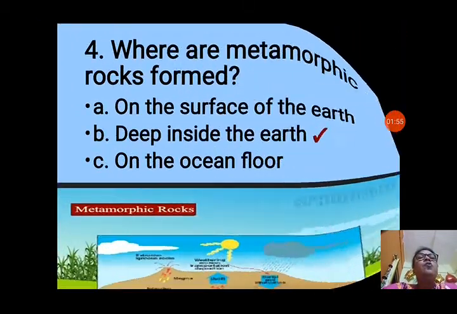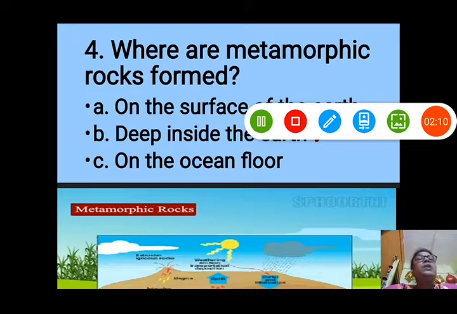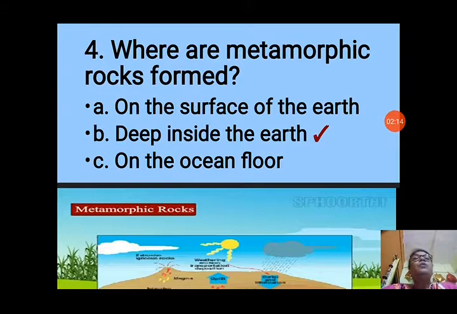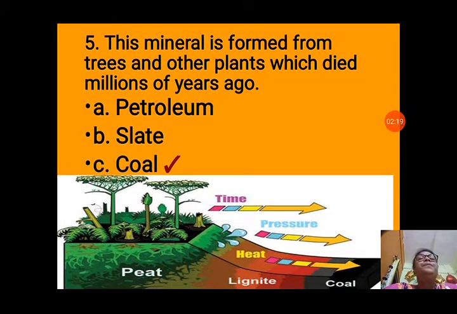Question number 4. Where are metamorphic rocks formed? On the surface of the earth, deep inside the earth, or on the ocean floor. Metamorphic rocks are formed deep inside the earth. So you can see option B is correct, and let us tick option B. Next question, number 5.